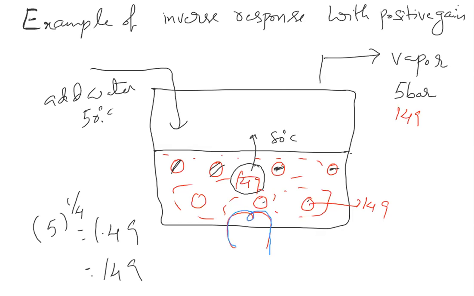So the level is here. Let's say this is the point. When you add the liquid, initially the level decreases. When all the bubbles collapse, then the level will start to rise, and then the level will reach a new set point. So this is an inverse response with positive gain.